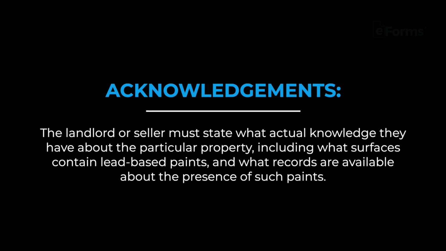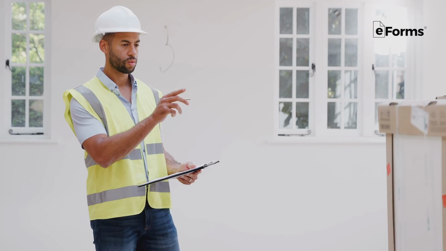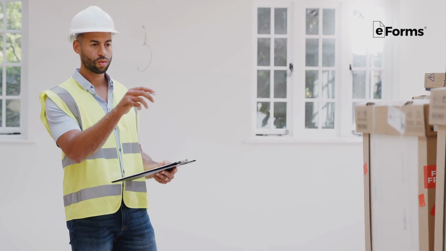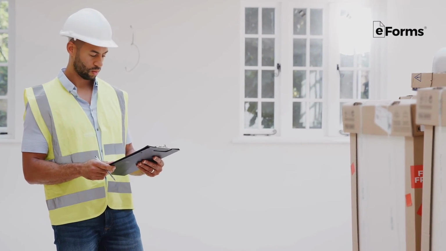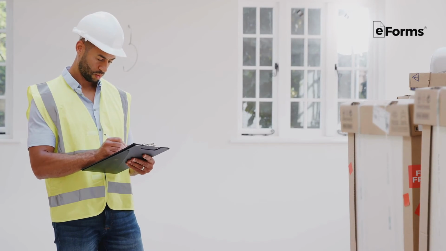Acknowledgements. The landlord or seller must state what actual knowledge they have about the particular property, including what surfaces contain lead-based paints and what records are available about the presence of such paints. The tenant or buyer should be given a place to acknowledge that these disclosures have been made. In the case of sales, buyers also have a right to a 10-day period before closing to have an inspection of the property done to check for the presence of lead-based paints. This information should be provided in the disclosure, and the buyer should indicate whether or not one will take place.